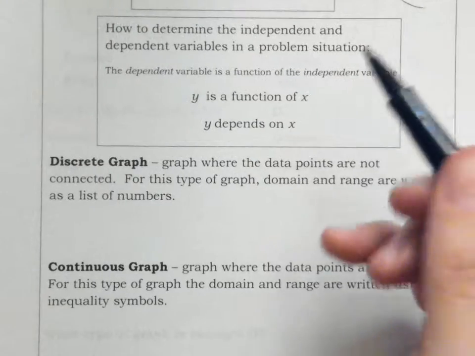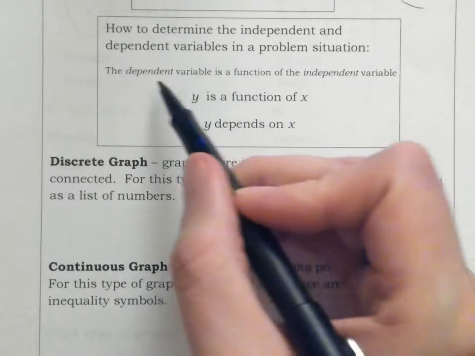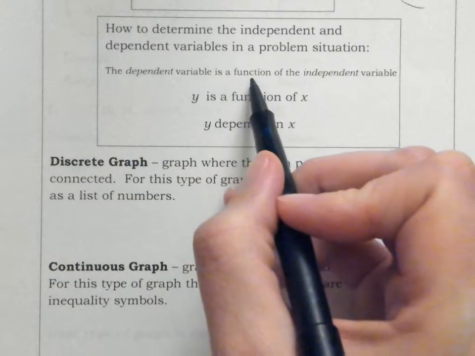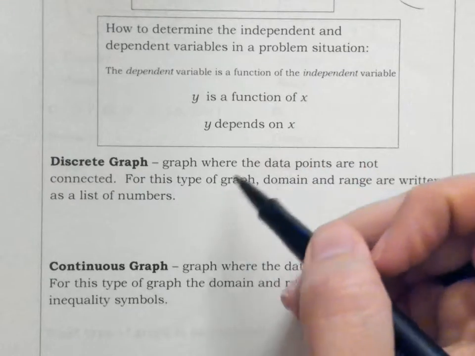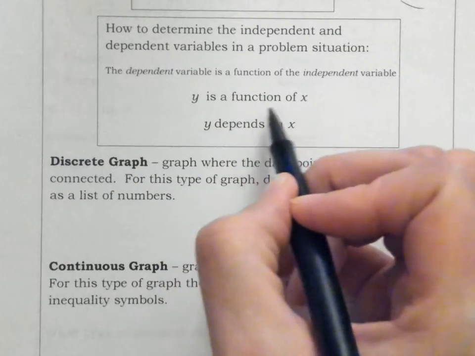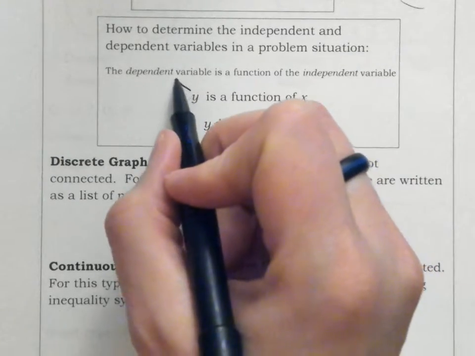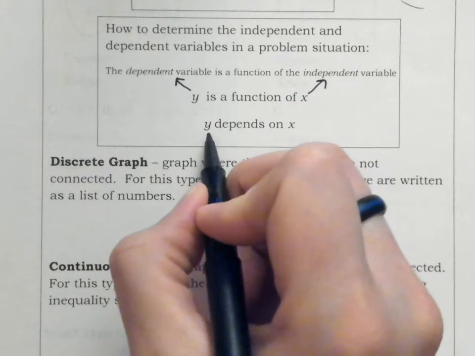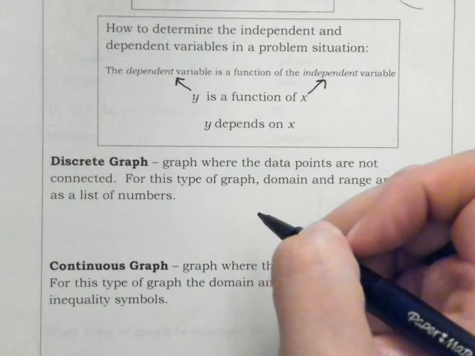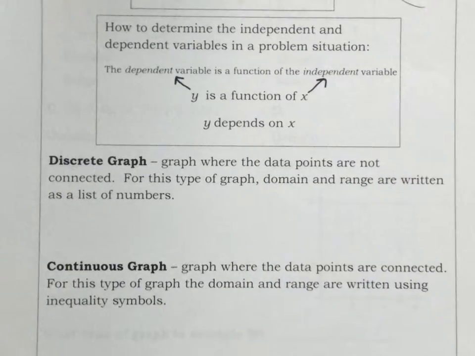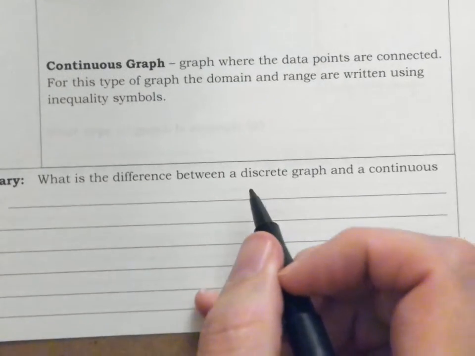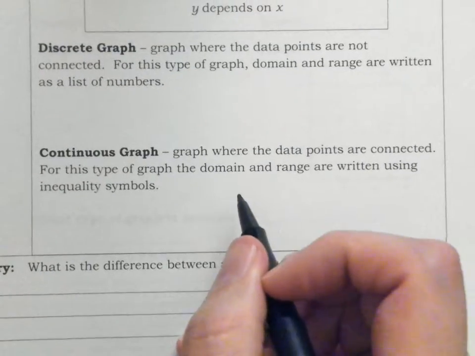Okay. When we're talking about independent-dependent problems, usually it's written like the dependent variable is a function of the independent variable. So we say y is a function of x because y is dependent and x is independent. Or sometimes we'll say y depends on x. And we'll probably get into more of that later on.